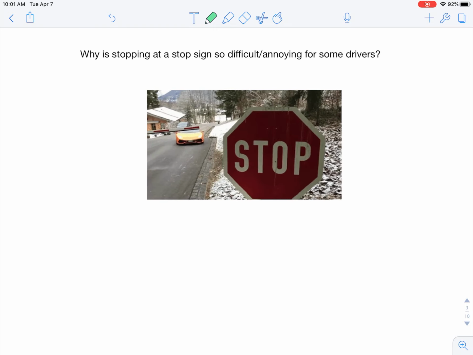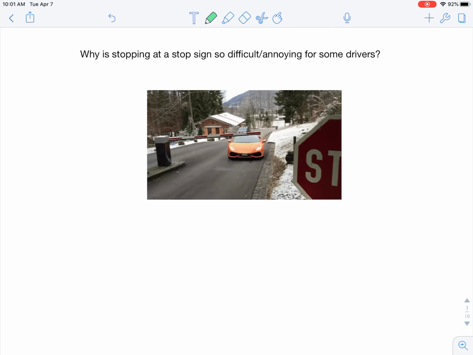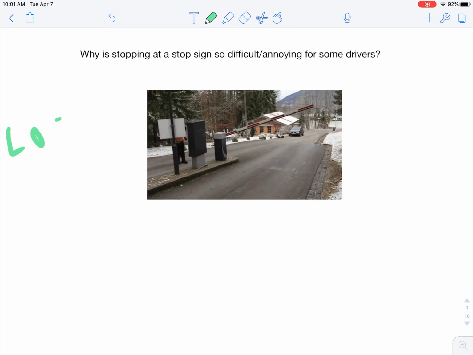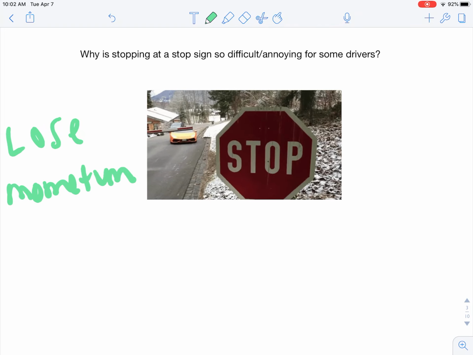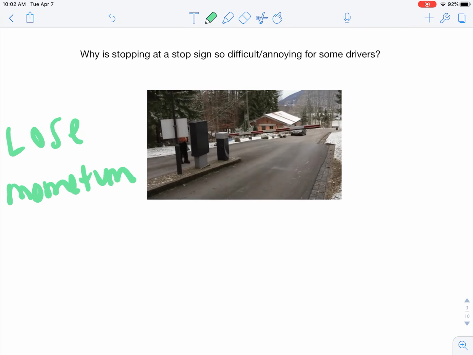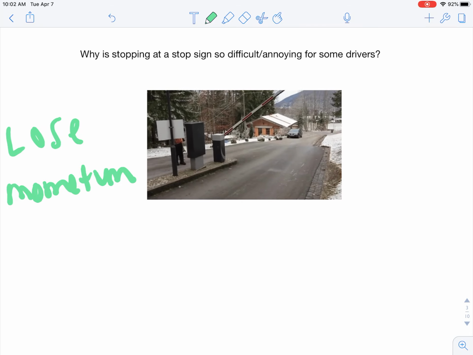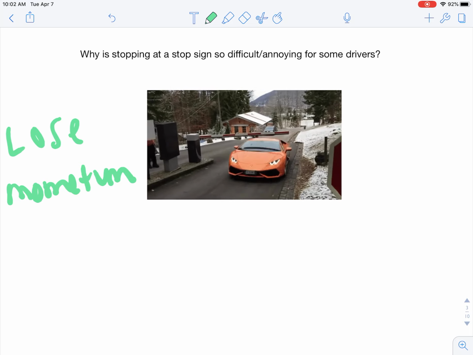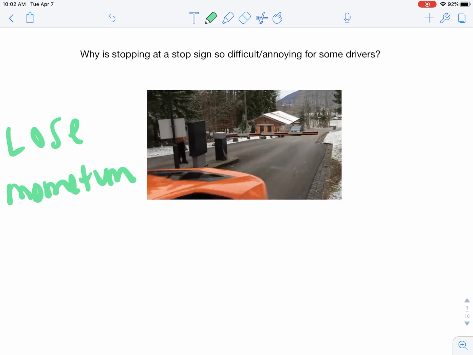Why do people do this? Why is this such a big deal? Why do people not want to come to a stop at a stop sign? A lot of you are going to say, well, duh, you don't want to lose momentum, which is correct. But a lot of you have a hard time describing momentum, so let's think of it some other way. Why don't you want to lose that momentum? What's the big difficulty with losing that momentum?